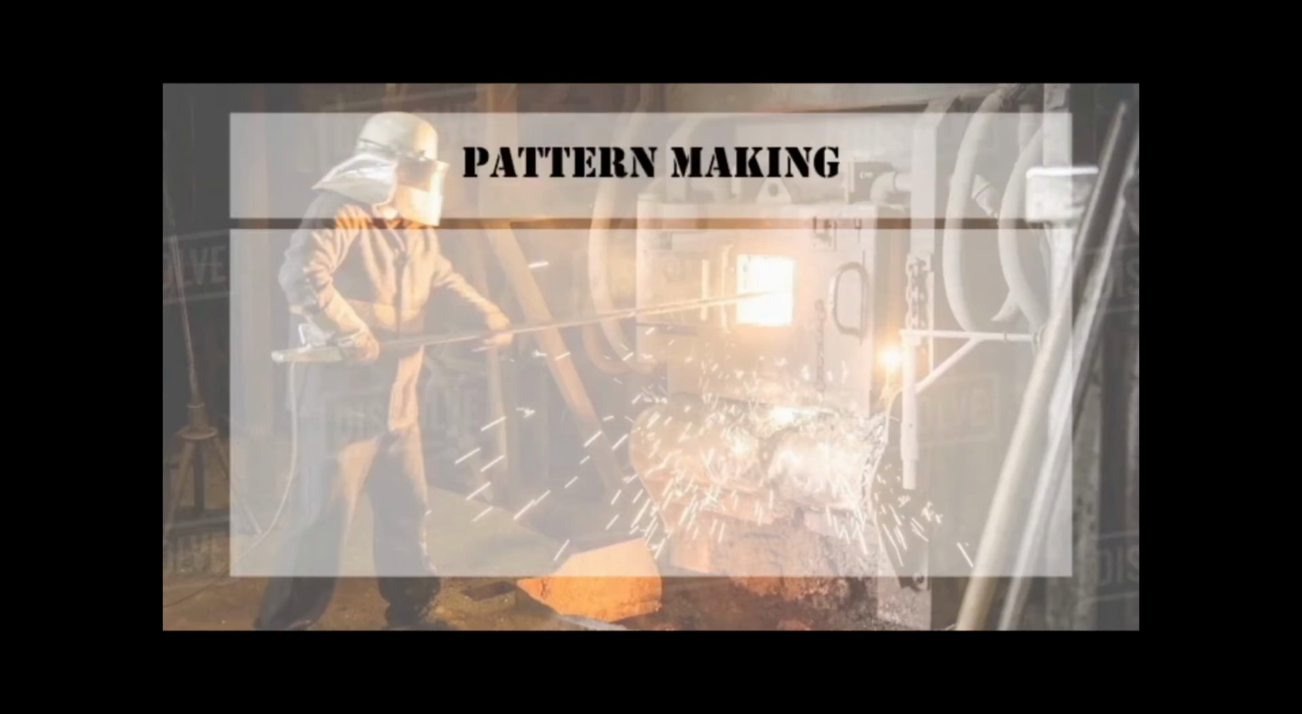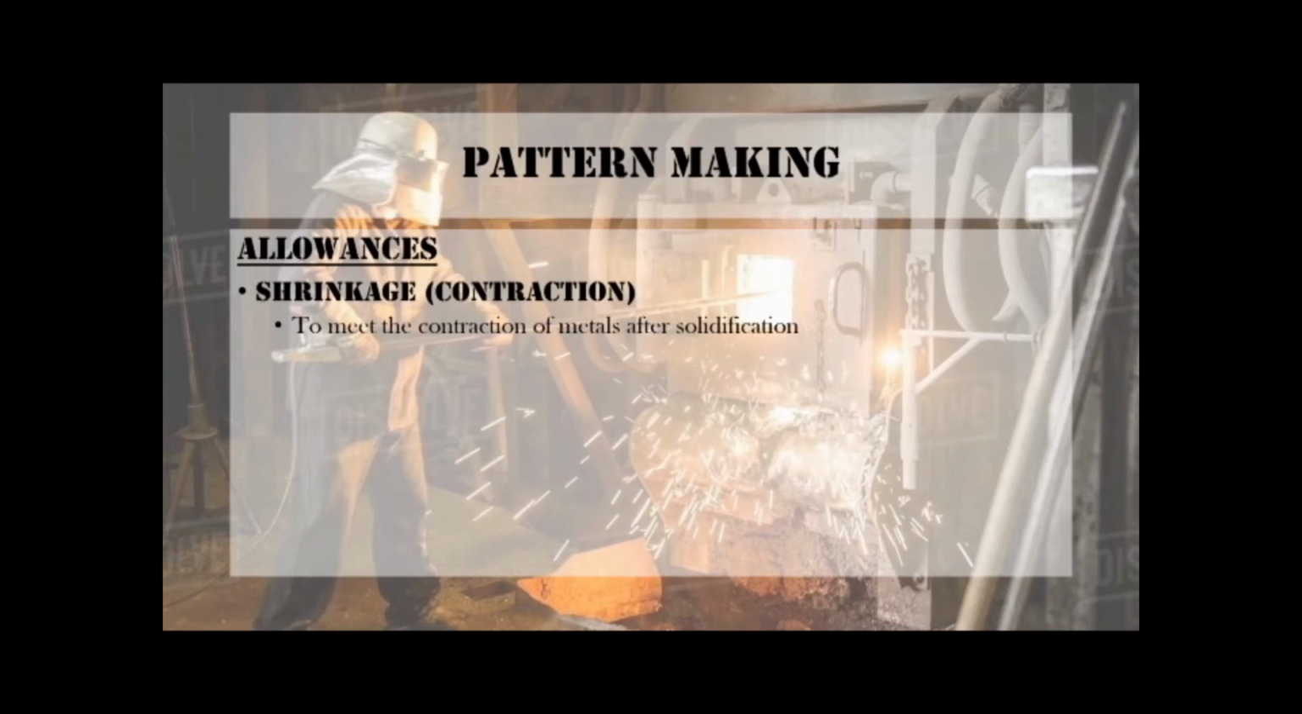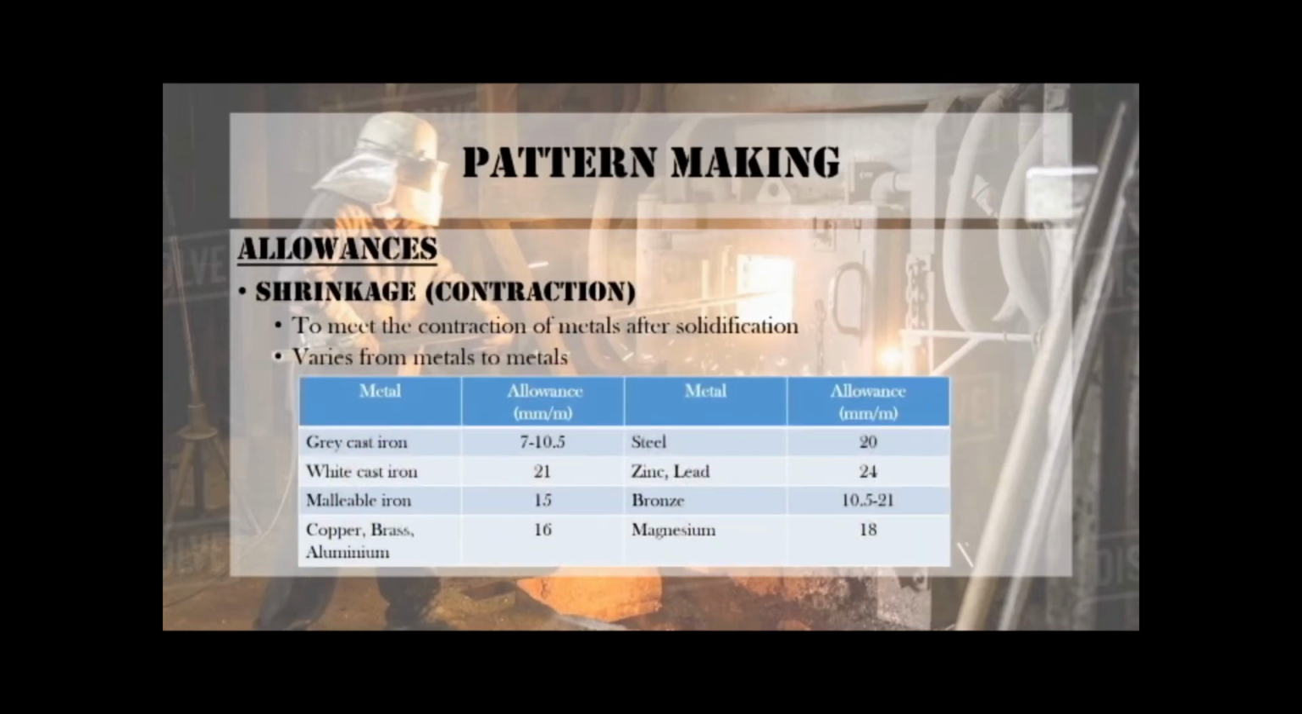These are the allowances. First one, shrinkage or contraction allowance. Various metals contract after solidification in the mold, and the rate is different for different metals. Based on the metal used, we will provide this allowance. The table shows the values of the allowances provided for some metals. If a metal pattern is used instead of wood, we will provide double allowance.